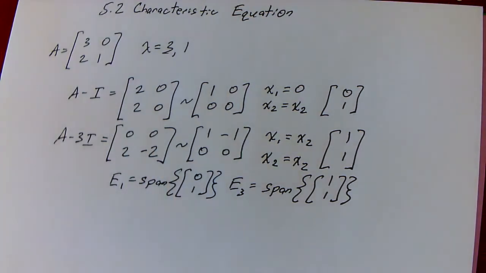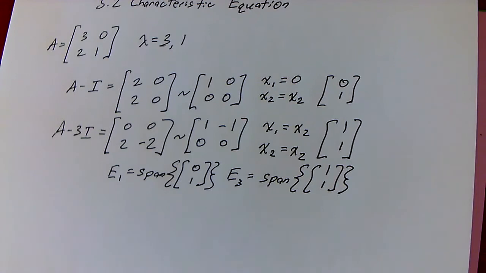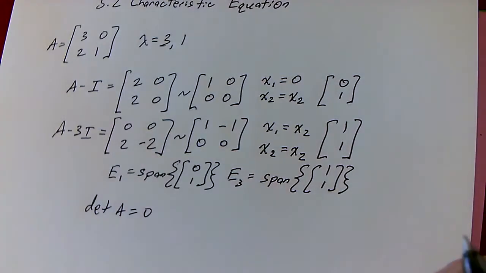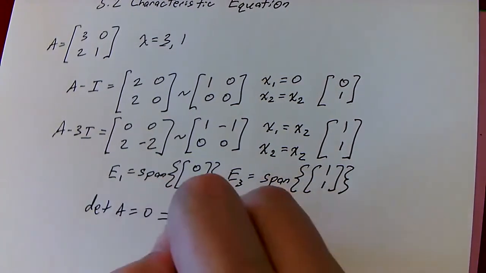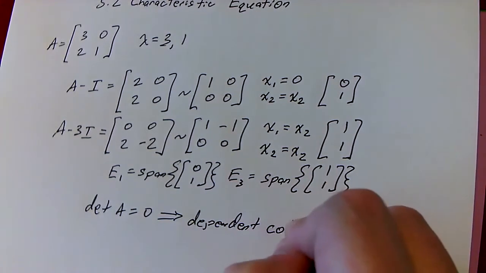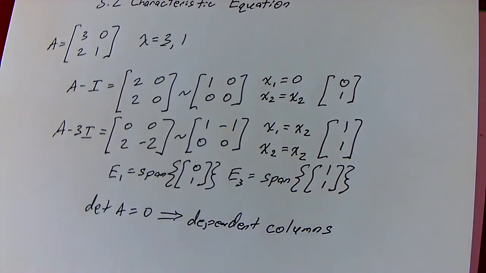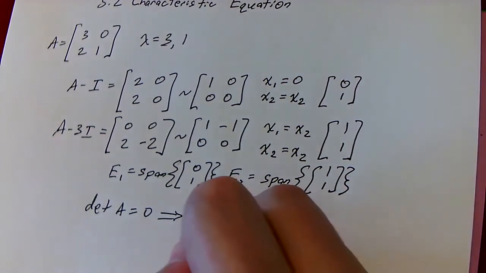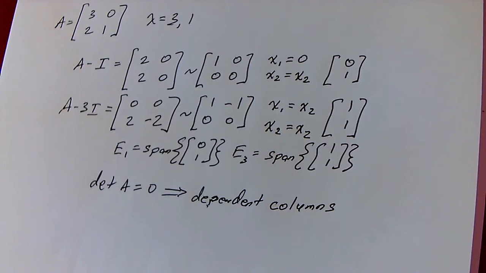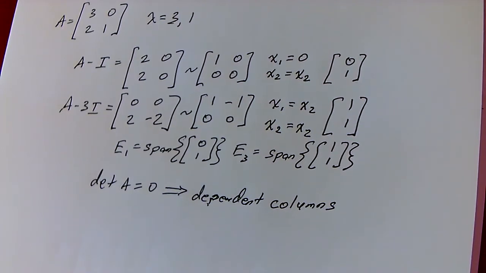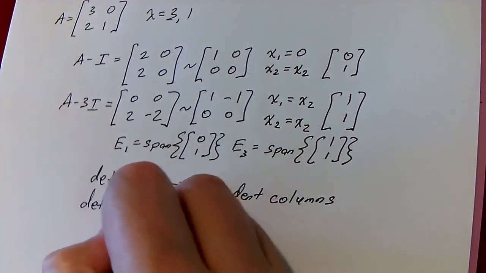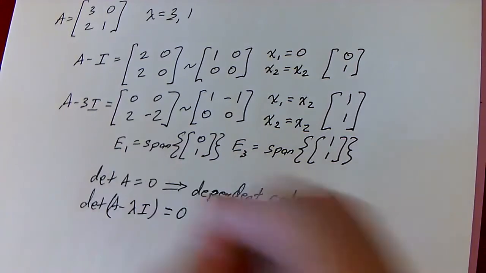So if I need dependent columns, I know that to have dependent columns, I need the determinant to be 0. Okay, so if I get a determinant of 0, that means I have dependent columns. We know that from the invertible matrix theorem. And remember, eigenvalues and eigenvectors, we're only talking about square matrices anyway, so we don't have to worry about putting that condition on there in the invertible matrix theorem. Okay, so a determinant has to be 0. Okay, well, what I'm looking for then is where the determinant of A minus lambda times I is equal to 0.